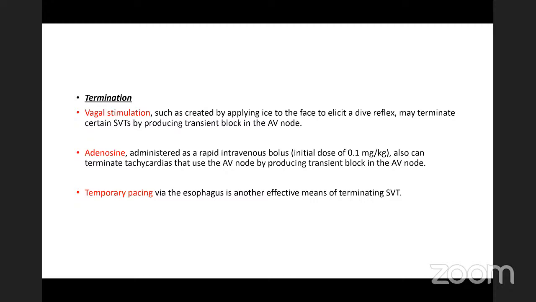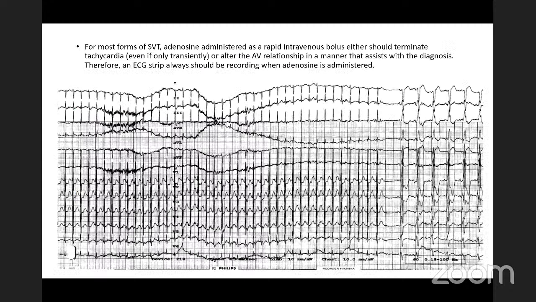The other option for terminating these tachyarrhythmias is temporary pacing through the esophagus. This is transesophageal pacing, and we can use that for terminating those tachycardias. So what happens when you give adenosine? For most forms of SVT, like ORTs or AVNRTs, adenosine is administered as a rapid intravenous bolus.